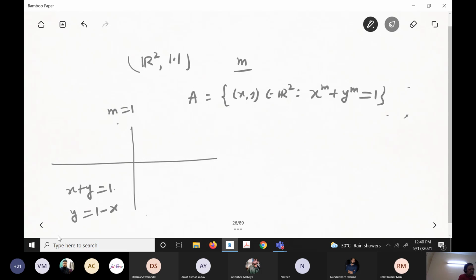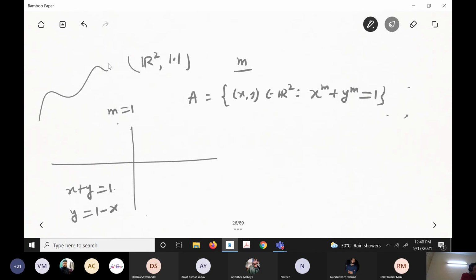Of course, in fact, a straight line is closed in R square. Intuitively, you can see that R square has dimension 2. So if you take a curve of one dimension, like a line or like this, then it has to be closed in R square. Like a hyperbola. See, this has to be closed.